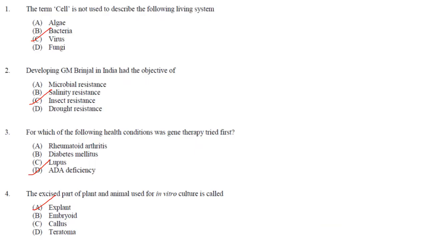So coming to the first question, the term cell is not used to describe the following living systems: algae, bacteria, virus and fungi. The answer is virus, that is option C, because viruses are not true cells. They have a simple coat of protein only and they do not contain any cell organelles. Viruses are alive only when they are inside their host cell. Otherwise they behave as dead cells when outside the host cell.